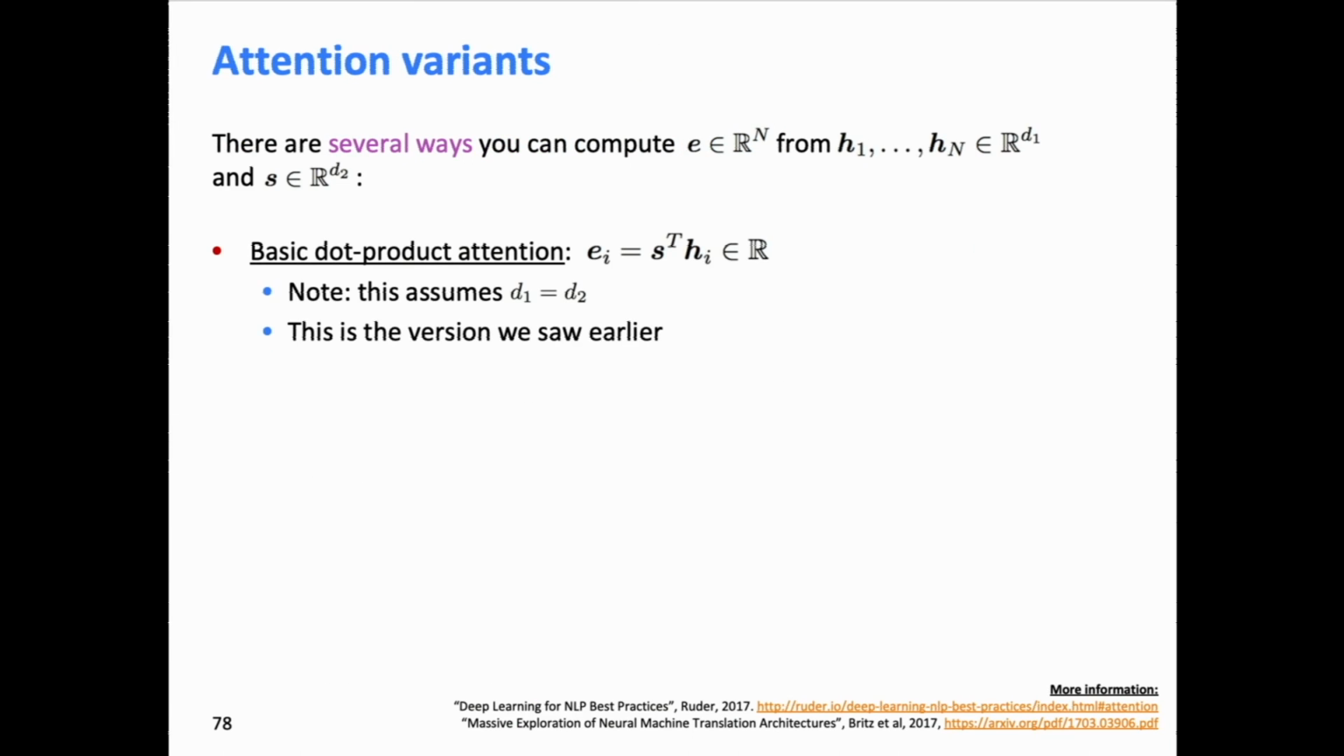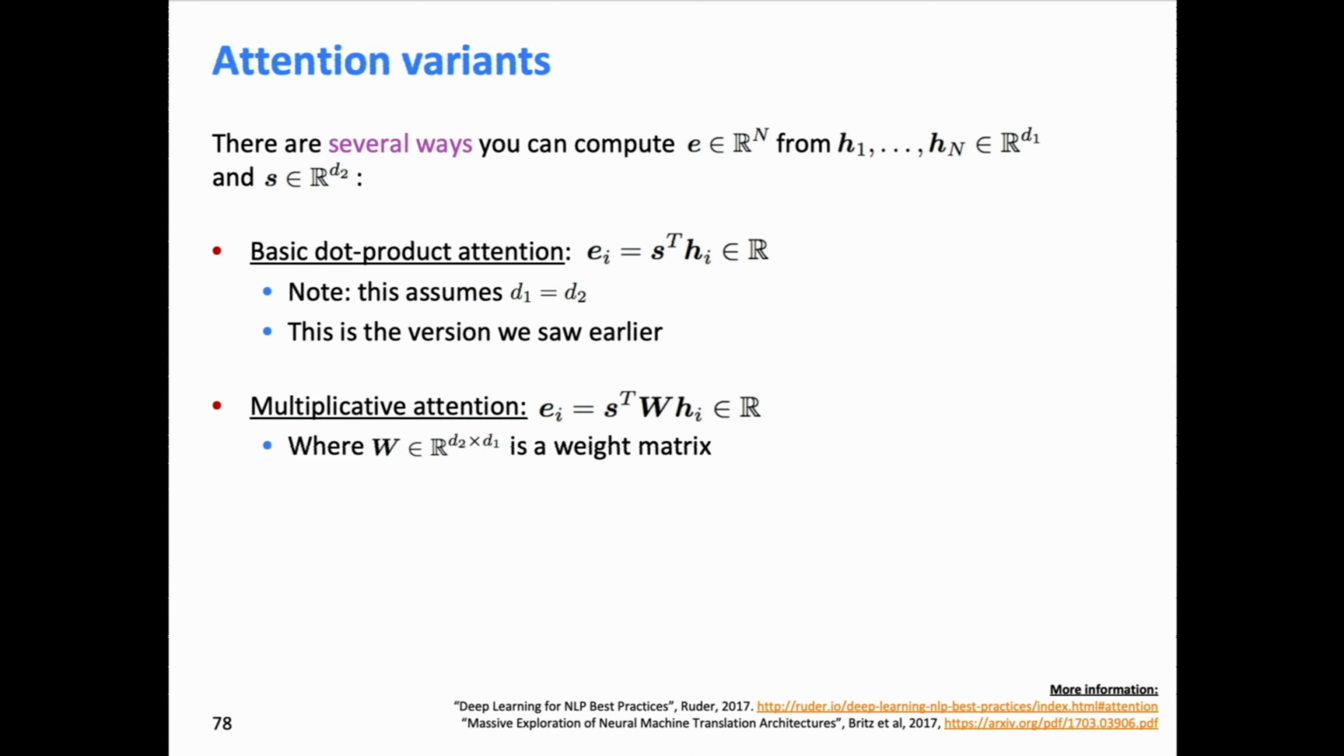Here are the different ways you can compute the scores. The first one, which you've already seen today, is basic dot product attention. The idea here is that the score for a particular value, h_i, is just the dot product of the query and that particular value. In particular, this assumes that the size of your query vector and the size of your value vectors has to be the same, because you're taking a dot product.